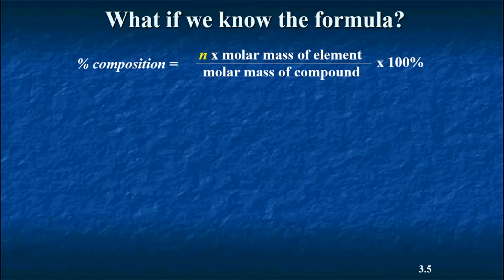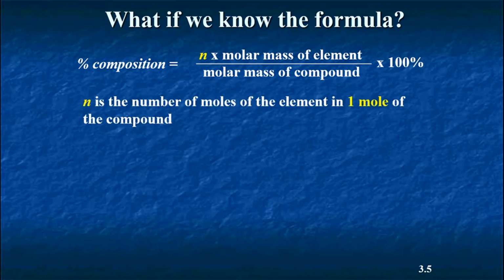So the way we calculate the percent composition from the formula of the compound is we're going to take N times the molar mass of the element divided by the molar mass of the compound times 100%. What is N? Well, that's the number of moles of the element in 1 mole of the compound. Remember, if I have N atoms of an element in 1 molecule of the compound, if I multiply both the top and the bottom of that ratio times Avogadro's number, it gives me the same, the number of moles in 1 mole of molecules of the compound.